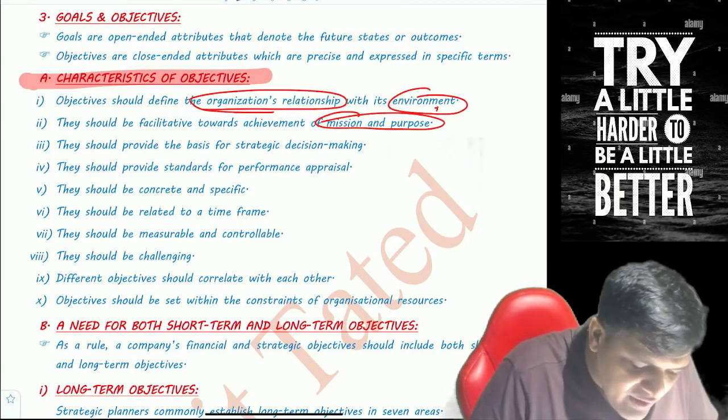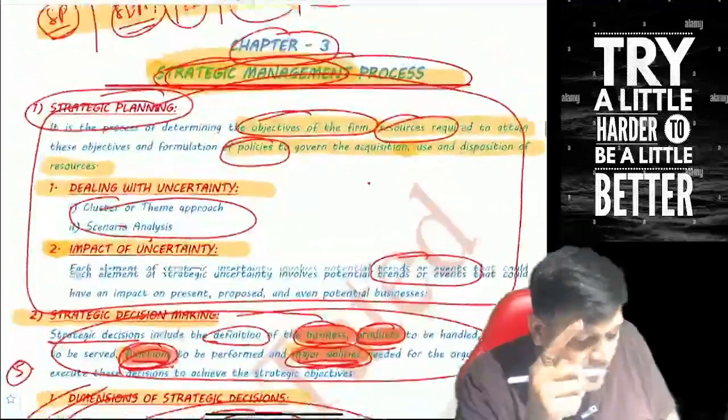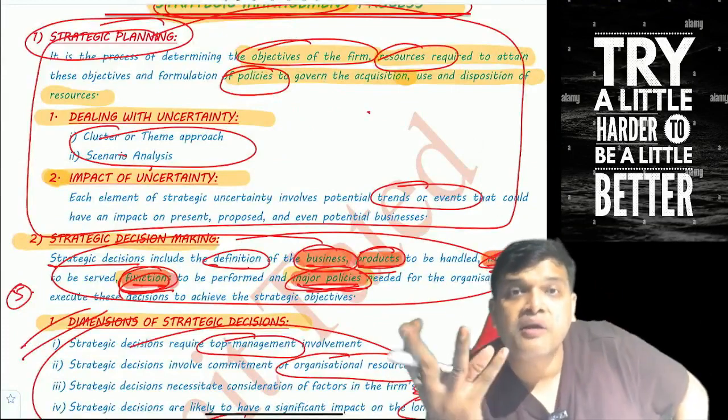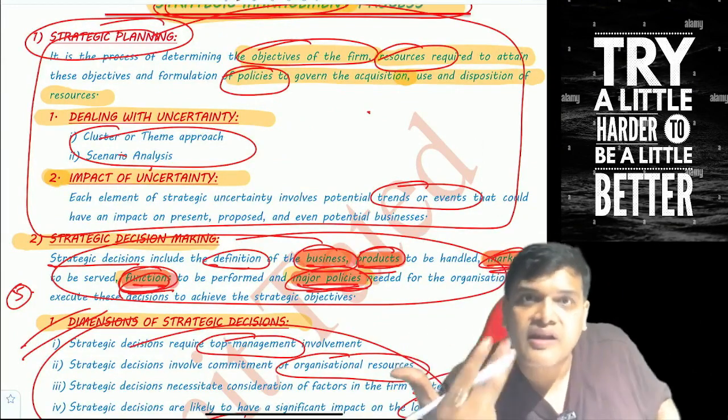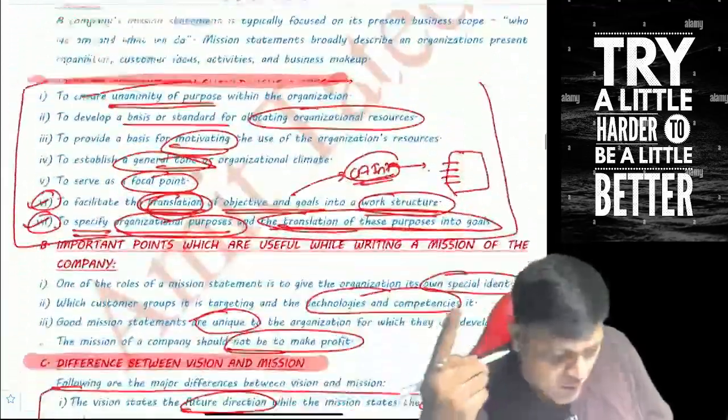Third, it should provide a basis for strategic decision making. What is strategic decision making? Okay, starting में we discussed. If you remember strategic decision making, we discussed in the second point. What are strategic decisions? Which product, which market? This is nothing but goals and objectives. Which product you require, which market you require, that is nothing but goals and objectives.